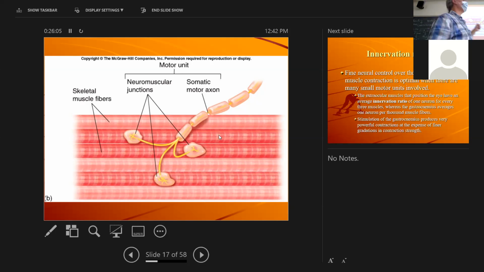Now, think about muscles. The muscle and the motor neuron are constantly talking to each other. The motor neuron actually releases small little peptides called neurotrophins.